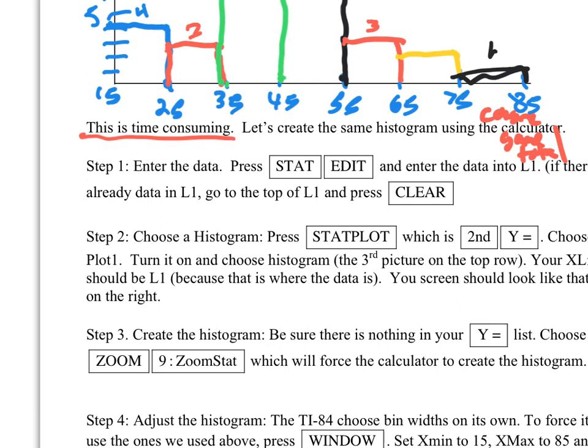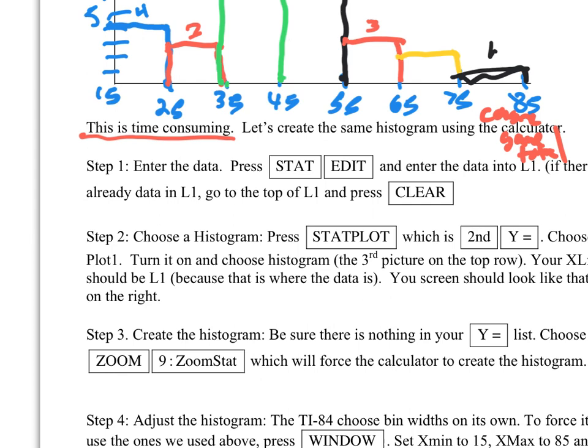The reason is, look what he used for his bin width. The minimum was 16. It chose to start at 16, and it went all the way up to 26.5. So what did he add to get to 26.5? 10.5. He added 10.5 to get to the start of the next bin. See what I'm saying?